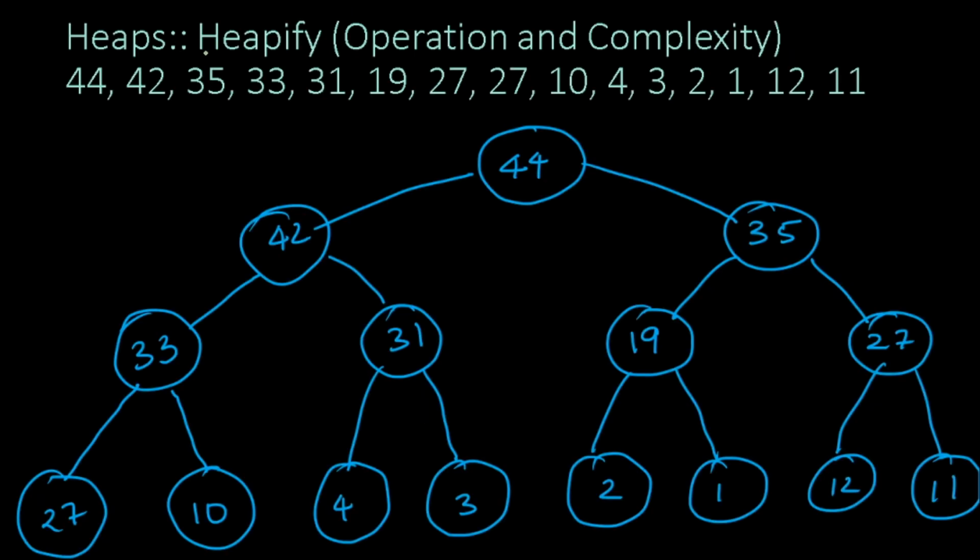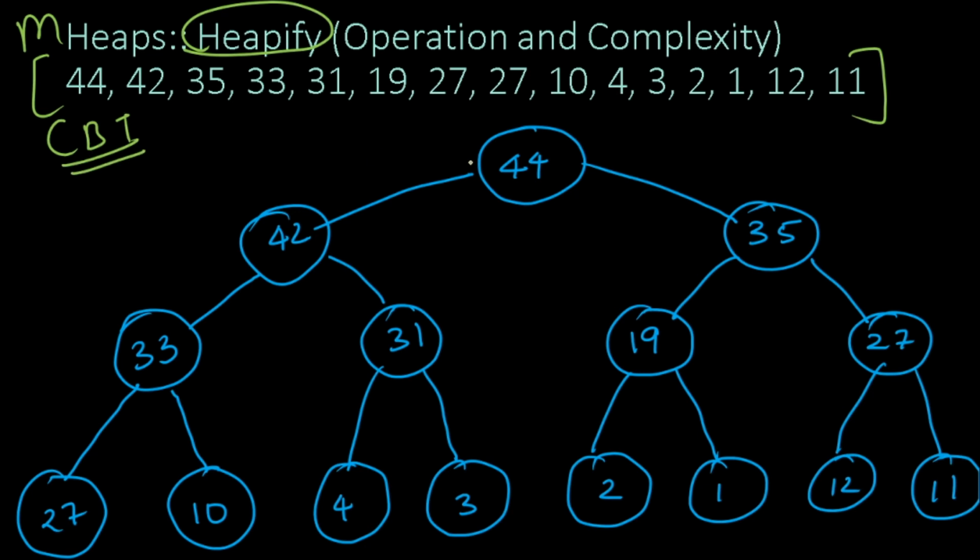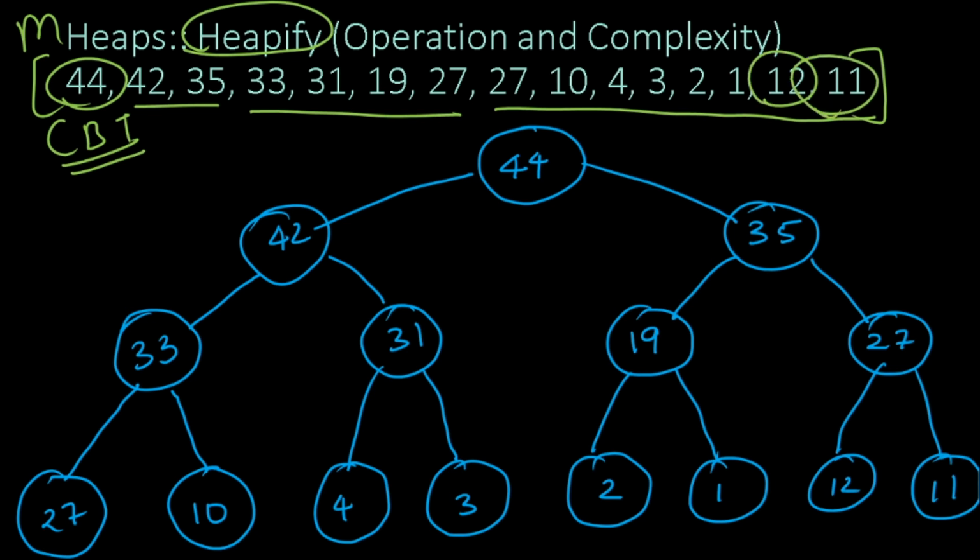So let's quickly try and understand one more operation, which is heapify, wherein we are given a list of elements and we are supposed to create a min heap out of it. So to start with, we have to maintain the property of a complete binary tree. So we'll be inserting them in level order. So 44 goes first, then 2 more elements 42 and 35, then 4 more elements 33, 31, 19, 27, then 8 more elements 27, 10, 4, 3, 2, 1, 12 and 11, etc.